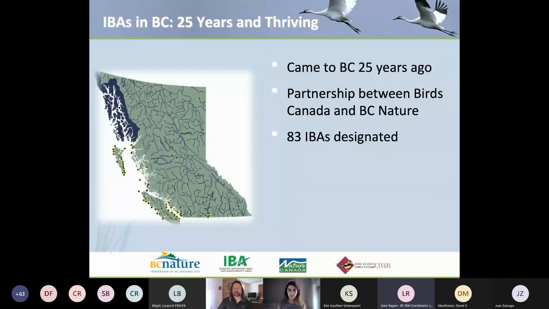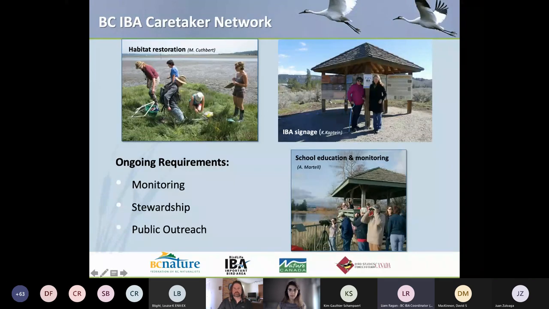The thing that I always like to really bring into this is that in BC, a really fundamental piece of the program has been the IBA Caretaker Network, which involves over 60 dedicated volunteers and about 30 plus clubs and organizations who sponsor IBAs and take the lead on everything from monitoring and surveys to stewardship to public outreach, and who over the past quarter of a century now have been really the force behind the IBA program.